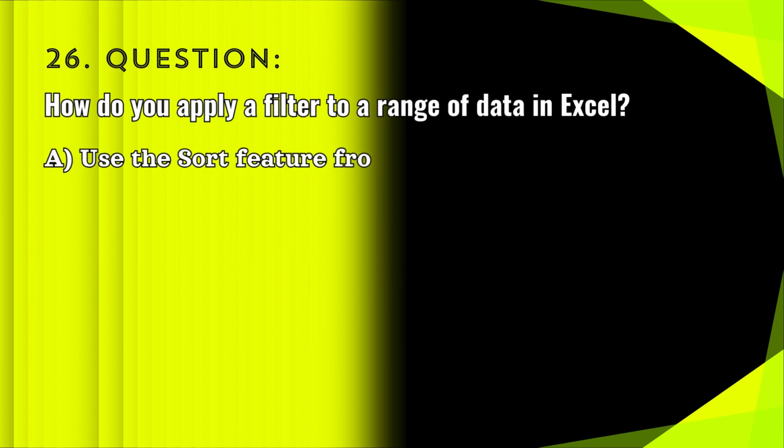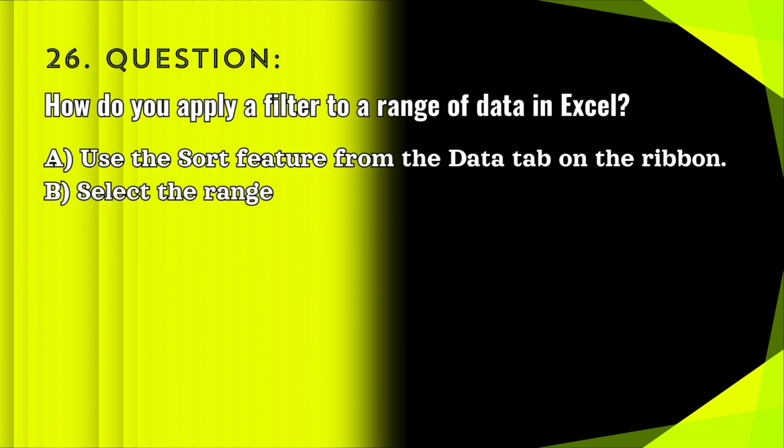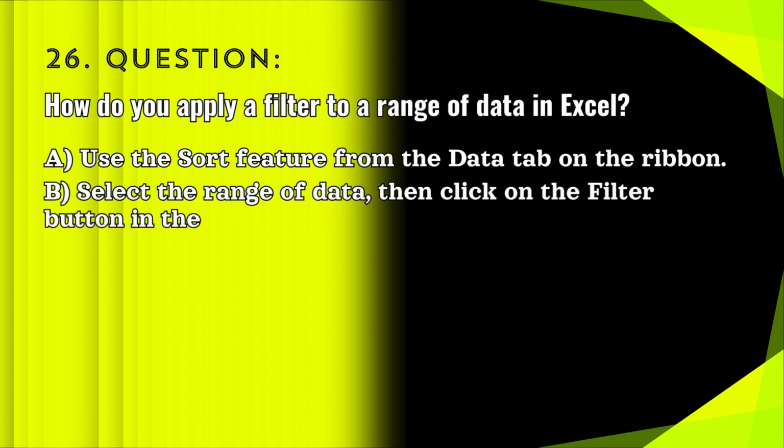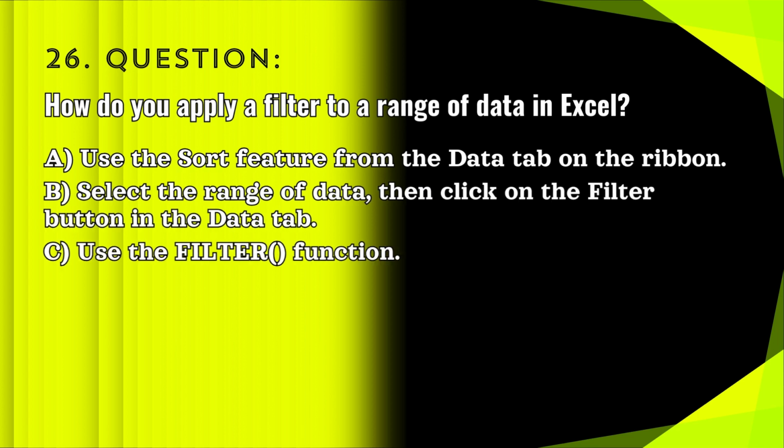Option A. Use the sort feature from the data tab on the ribbon. Option B. Select the range of data, then click on the filter button in the data tab. Option C. Use the filter function. And option D. Press Ctrl plus F.